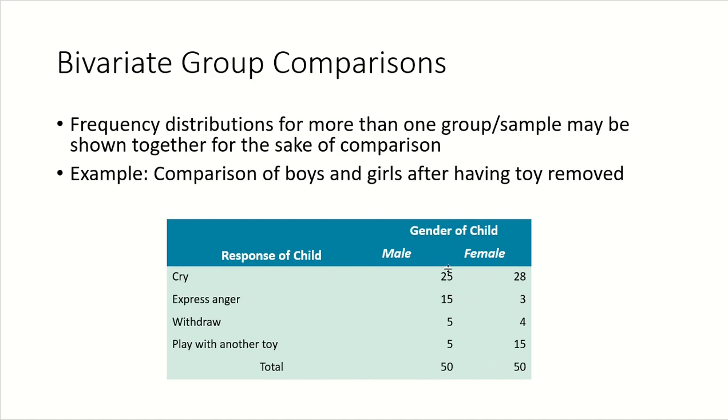So we can see that there's a slight difference. Males are about 5 times more likely than females to express anger, while females are about 3 times as likely to play with another toy.